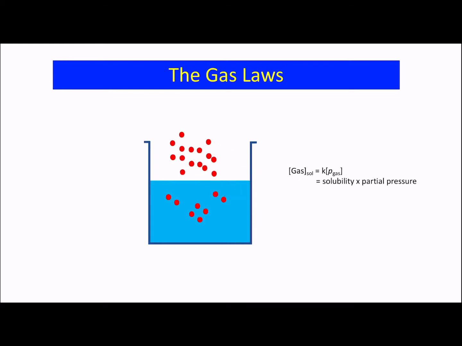Let's have a look at this. So here we go. What we've done is we've doubled the partial pressure of gas simply by doubling the number of gas molecules. And what we see is that there's now double the amount of gas molecules within the same volume in concentration. Therefore, by doubling this, we've also doubled the concentration of gas in solution.